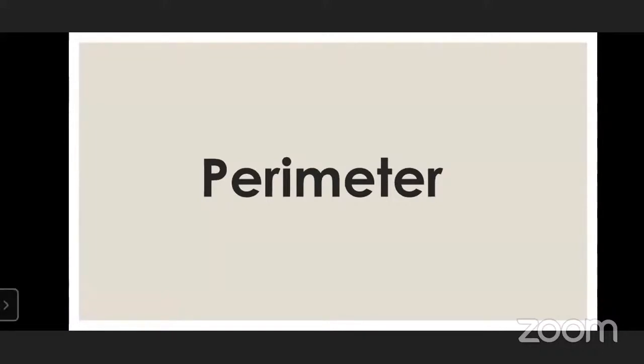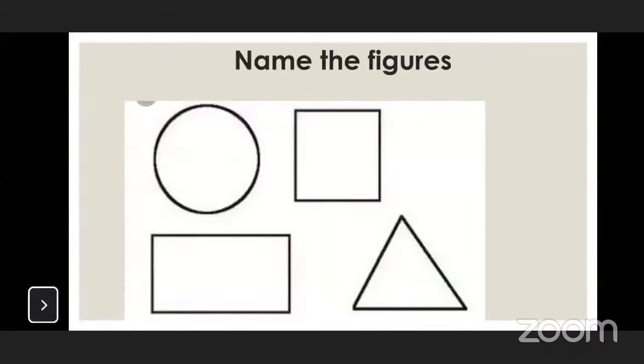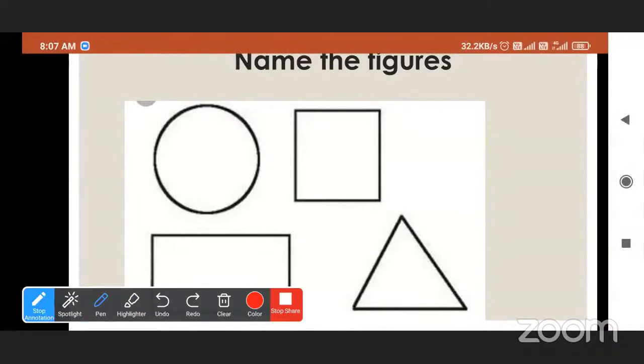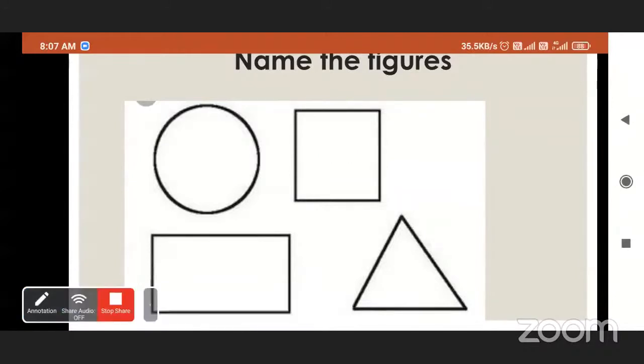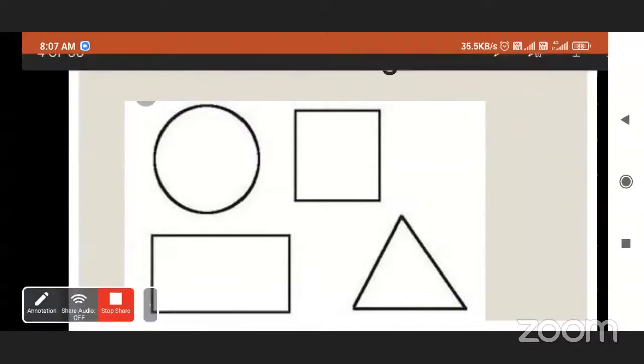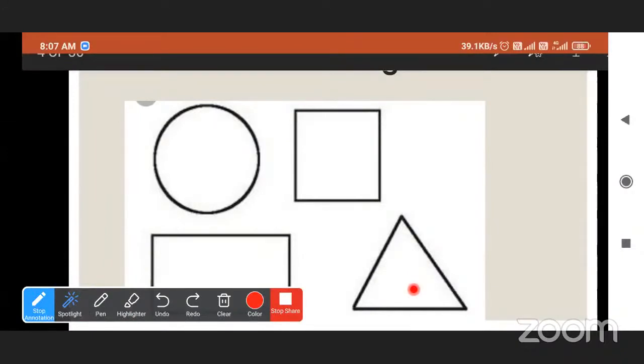So students, can you tell me what is the perimeter? What do you mean by perimeter? Now name the given figures. What is this? Circle. Very good. And this one? Square. And this one? Rectangle. And this one? Triangle.